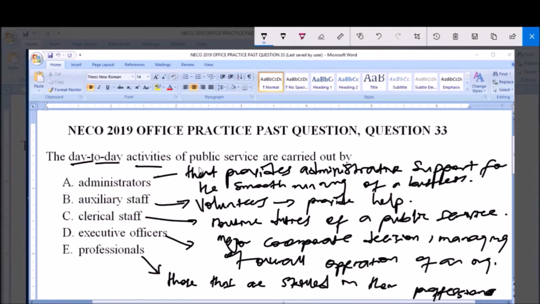Now the question says the day-to-day activities of public service are carried out by clerical staff. They are concerned with the routine duties of any organization. That is, the day-to-day activities of this public service are carried out by the clerical staff, and that is option C, which is the answer to this question.